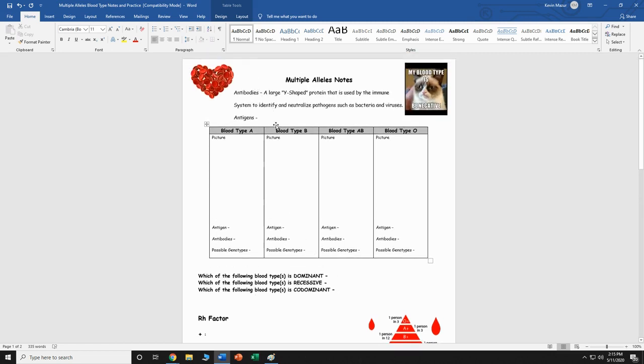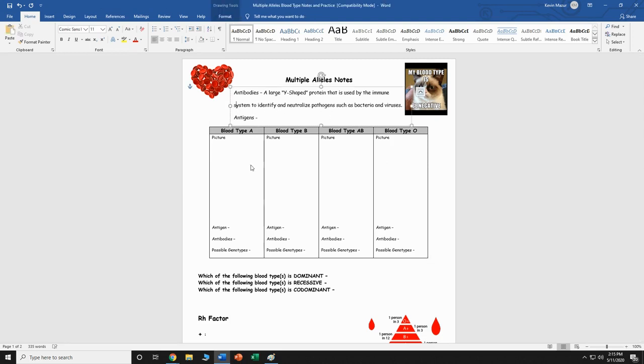And based on these antibodies and antigens, it gives you an idea of who you can give blood to, who you can receive blood from. Will you have a hard time getting blood if you need it? Are you someone who's really high in demand when they do those blood drives because you can give blood to everybody? Those are all kind of interesting things that tie in with this. So that is antibodies.